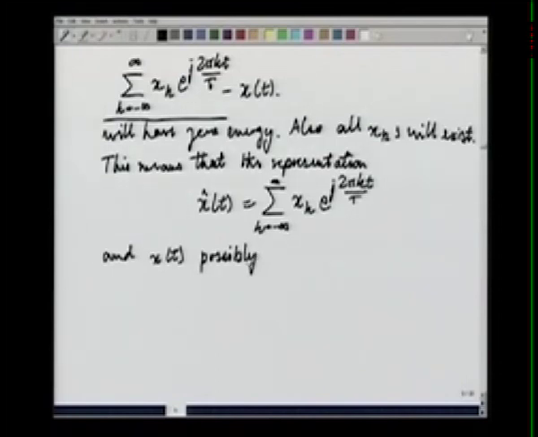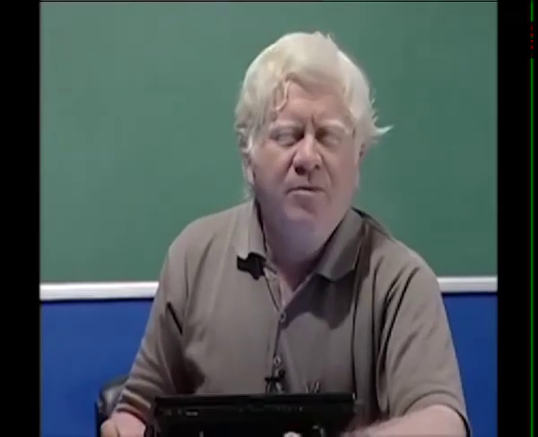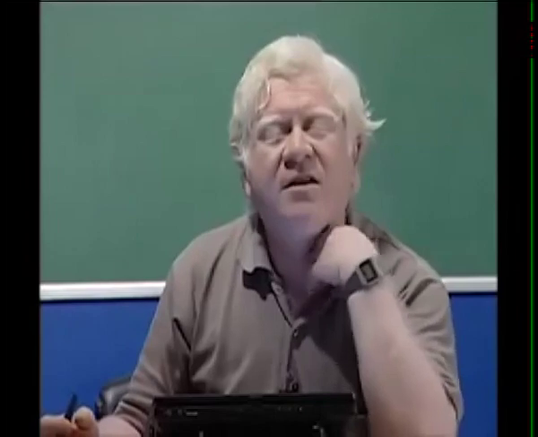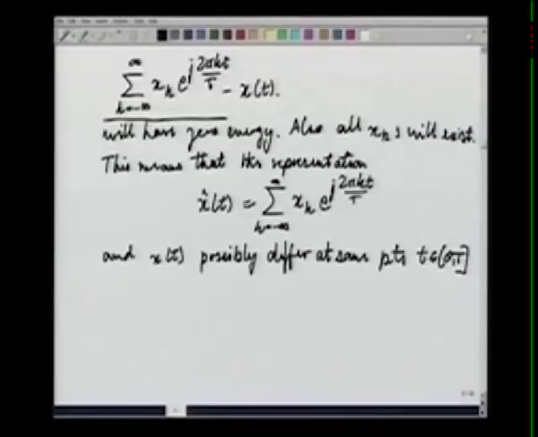This means that the representation and the original signal possibly differ at some points. This is nothing to get alarmed about. Now, remember that for the case 2 that we are presently discussing, we have not imposed upon x t the constraint that it should be continuous. That was case 1. When x t was continuous, you had all the nice things in life.